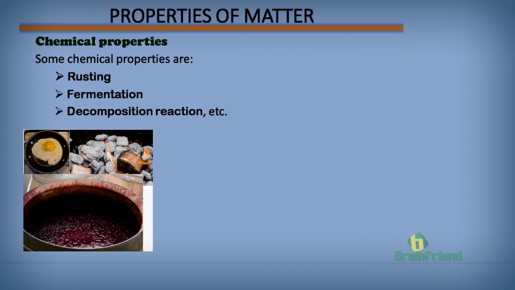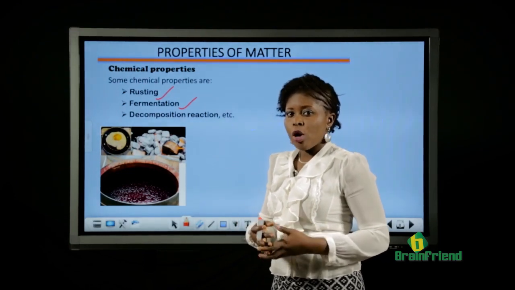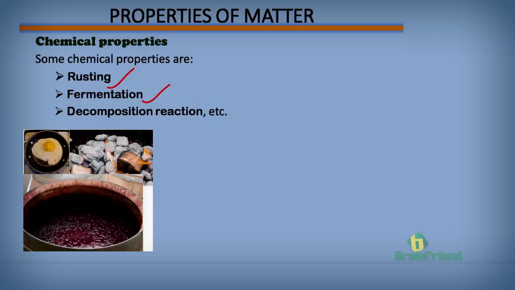So some chemical properties are rusting, okay? For example, when iron rusts, it will never go back to what it used to be. That iron has been changed to what? Iron oxide. Fermentation of wine, okay? When fermentation occurs, it's a chemical reaction that affects the internal makeup of the substance undergoing that fermentation, all right? Decomposition reaction, for example, when your food decays, what has happened? It's a chemical process. That food that has decayed can never go back to what it used to be before. So these are different chemical properties.